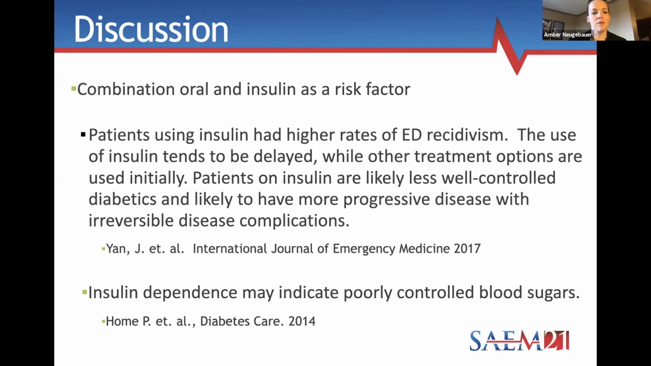Another thing that we found was the combination oral and insulin as a risk factor. Patients utilizing insulin had higher rates of ED recidivism in the initial Canadian study. The use of insulin tends to be delayed while other treatment options are utilized initially. Patients on insulin are less likely to be well controlled, and they're more likely to have progressive disease in which there are irreversible disease complications. Insulin dependence may indicate more poorly controlled blood sugars.